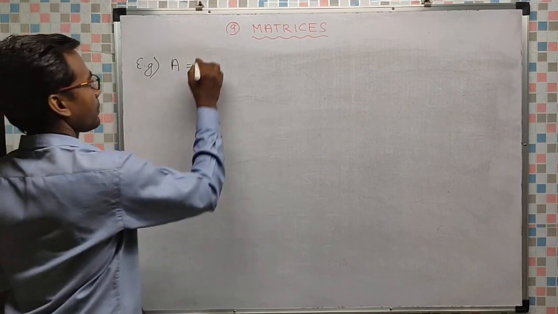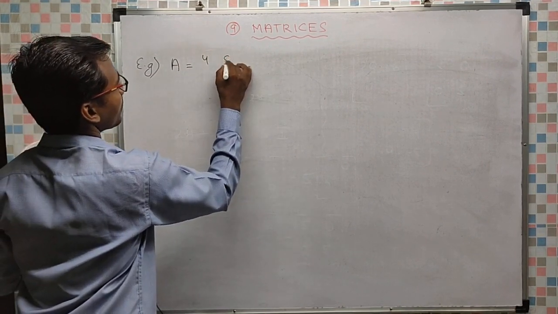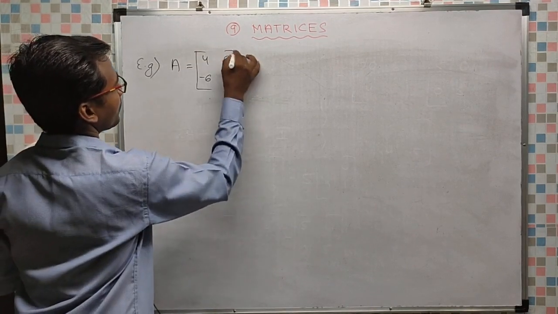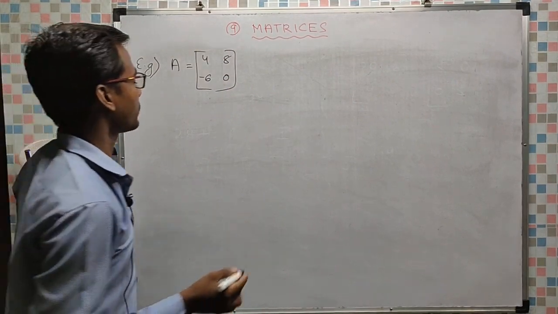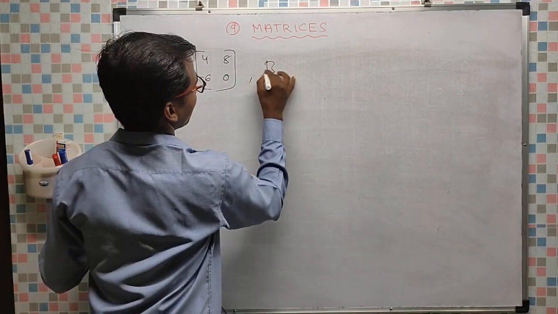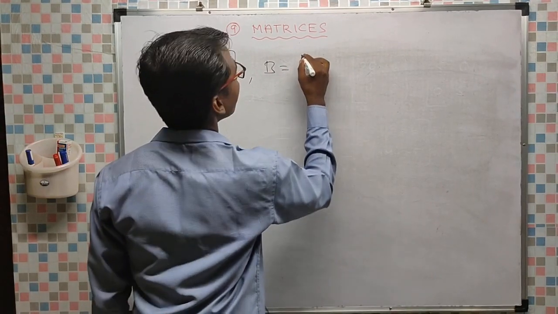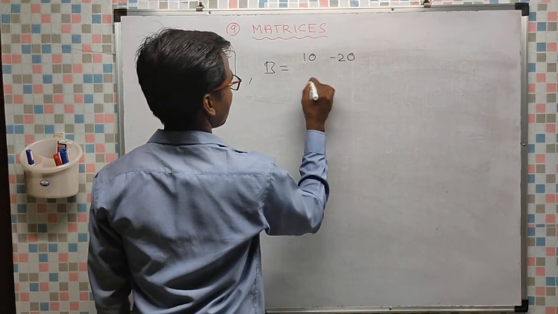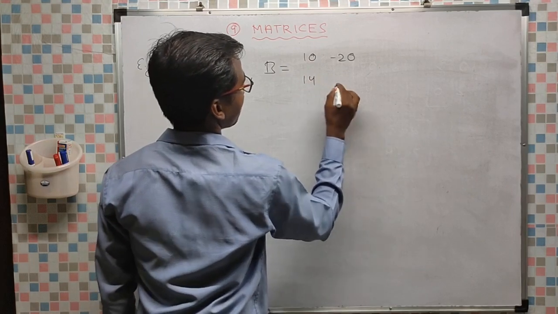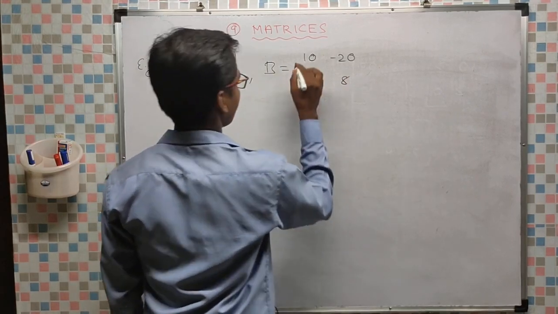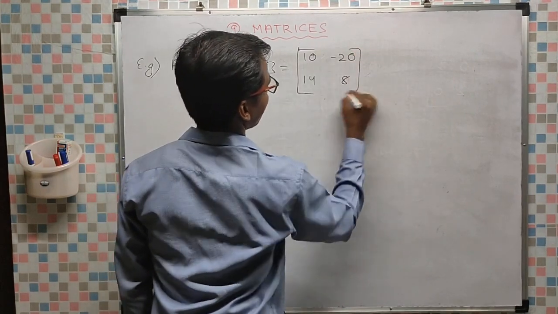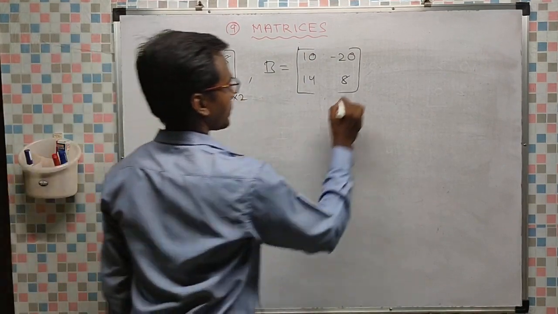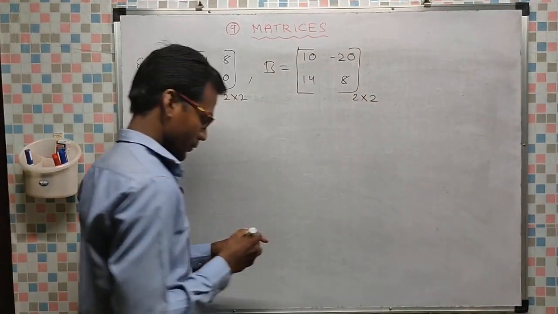Suppose A is equal to 4, 8, minus 6, 0. You can see its order is 2 by 2. B is equal to 10, minus 20, 14 and 8. Its order is also 2 by 2. This is 2 by 2, and this is also 2 by 2.